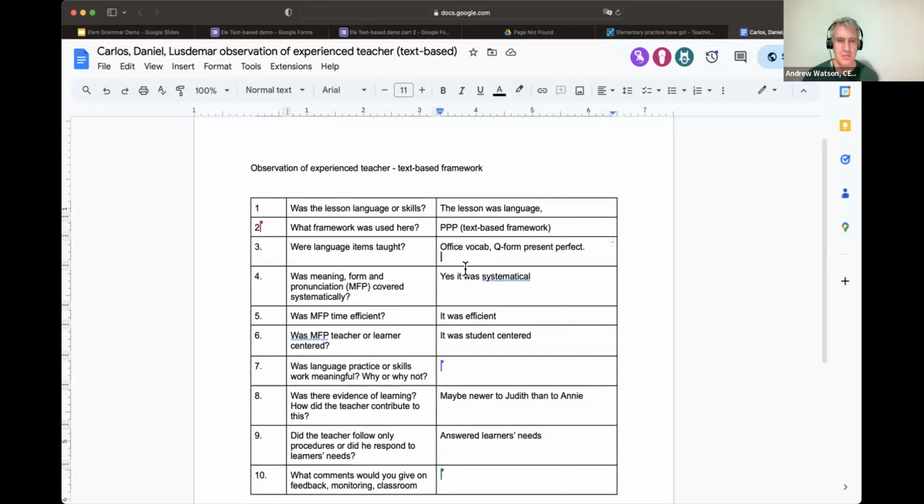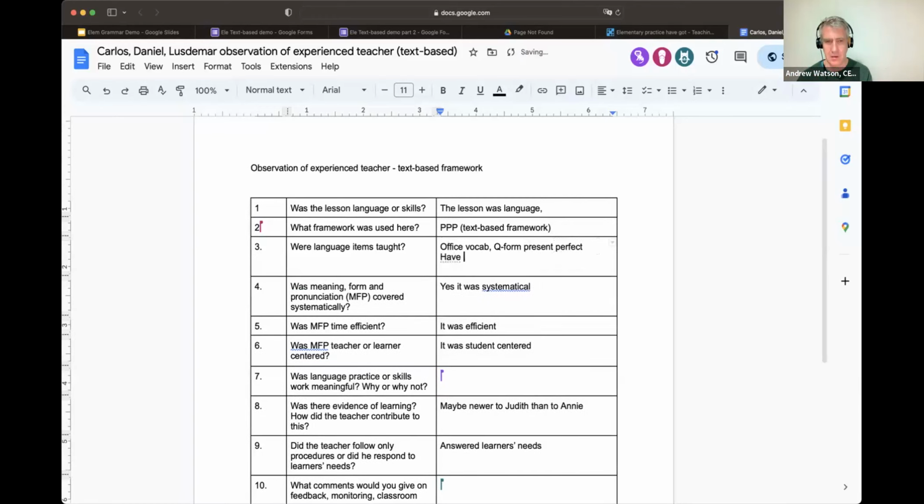Language items taught. Yeah, it was the have got form, right? Have and has got. It's not really the present perfect. It's all about possession. If you notice, it doesn't really have the function of the present perfect. It's all about expressing possession.